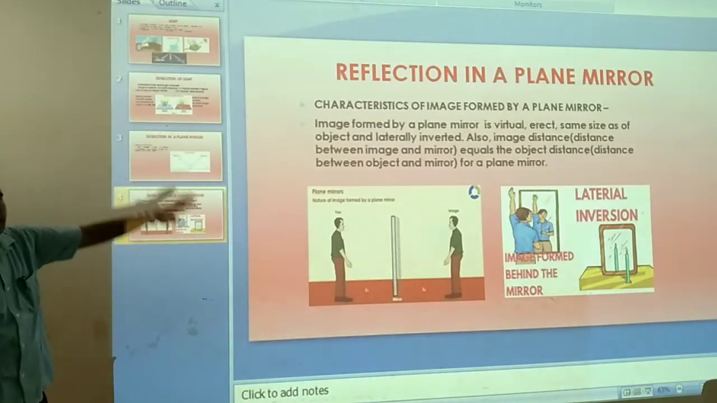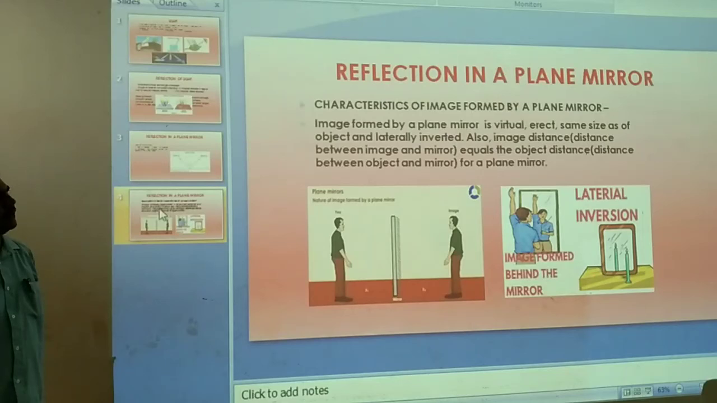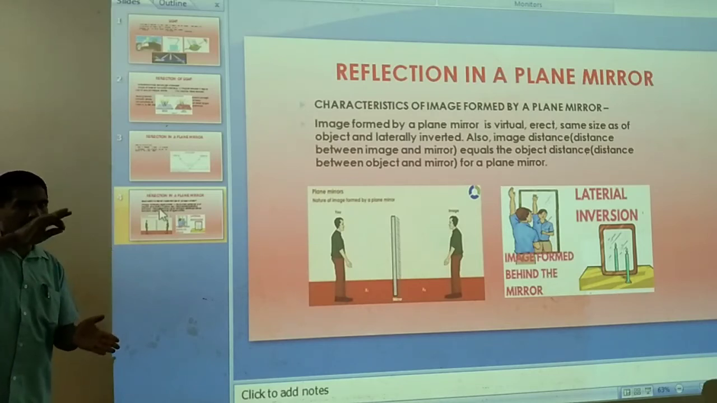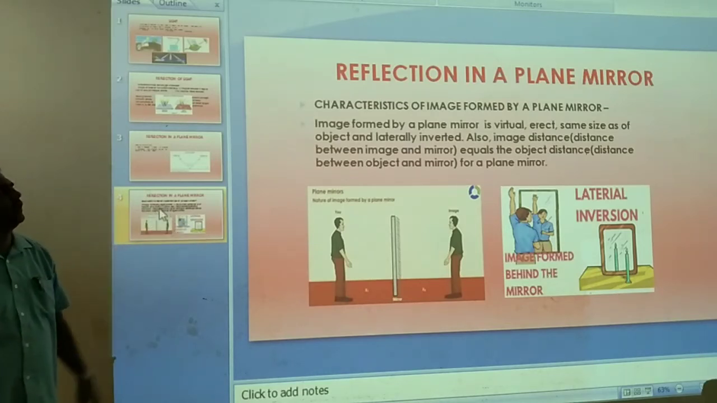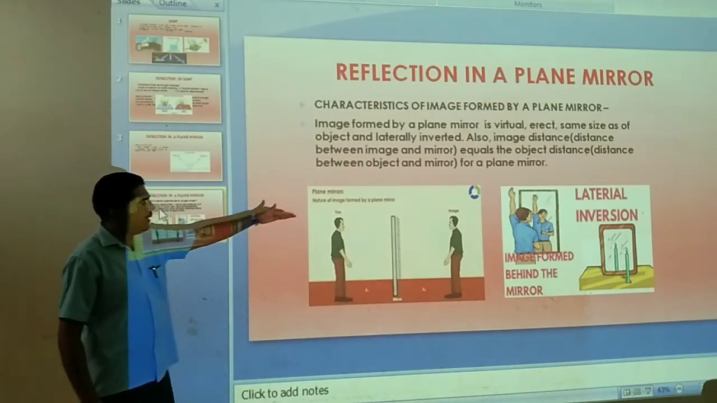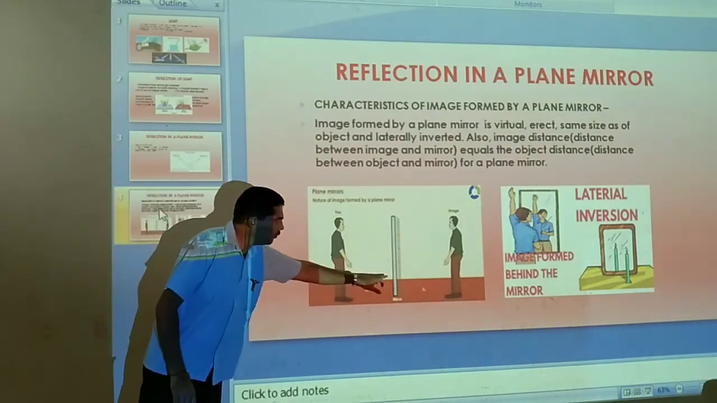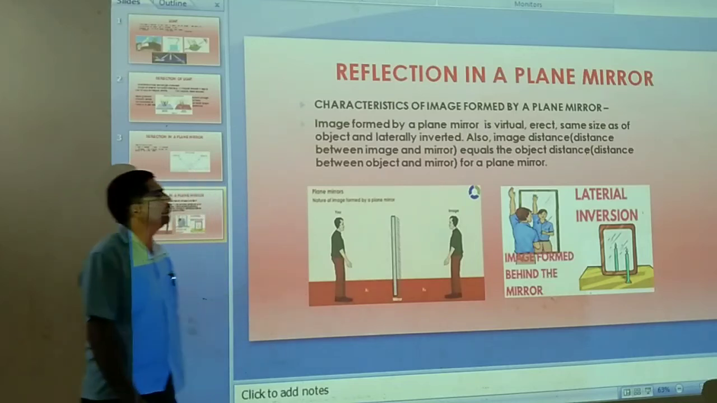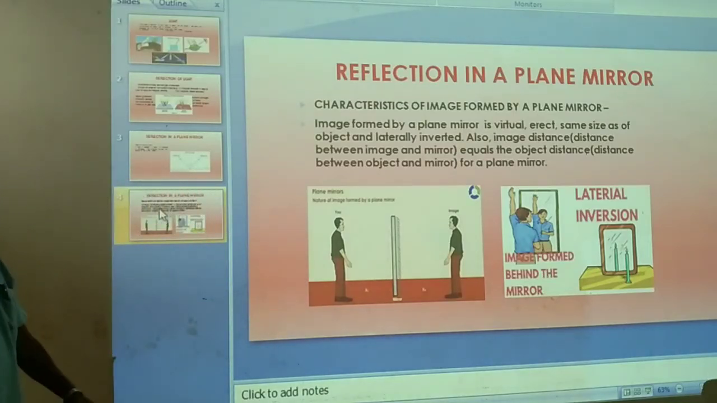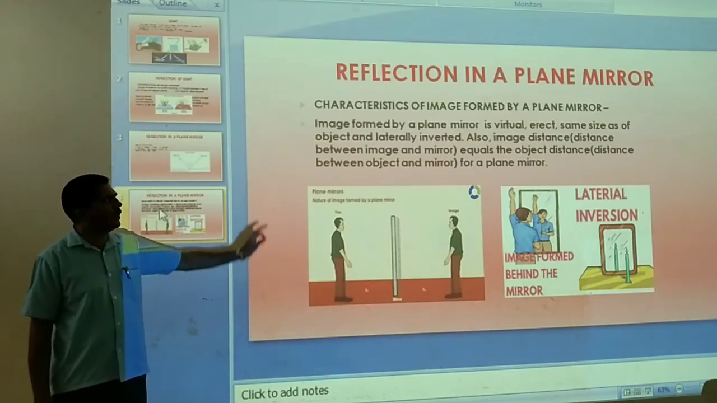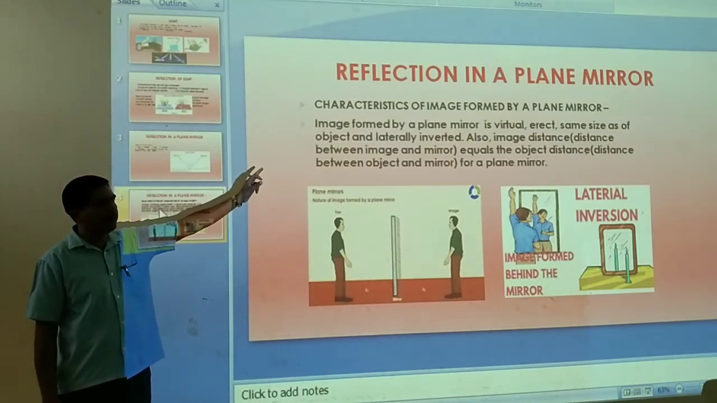What image you are getting on a screen is real. Then it is erect, meaning it is not upside down. Then the image is on the opposite side of the mirror from the object, at the same distance. However far the object is from the mirror, the image is that far also. So these are the important things about the nature of the image formed in a plane mirror.